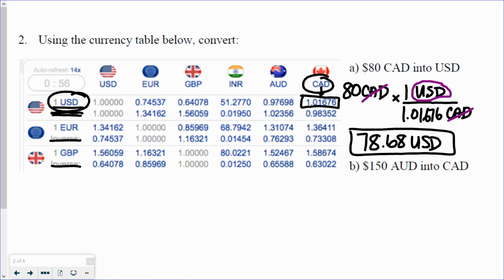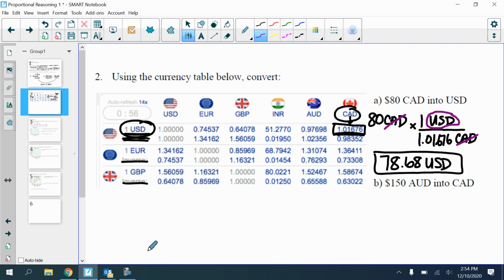And again, just thinking about, does that logically make sense? We said 1 US dollar is equal to slightly more in Canadian dollars. So in this case, 80, it should be a number smaller than 80, but not very much, right? This 1.01 is not a big number.